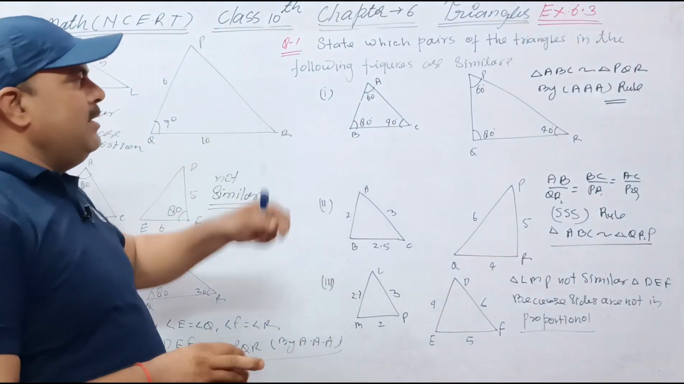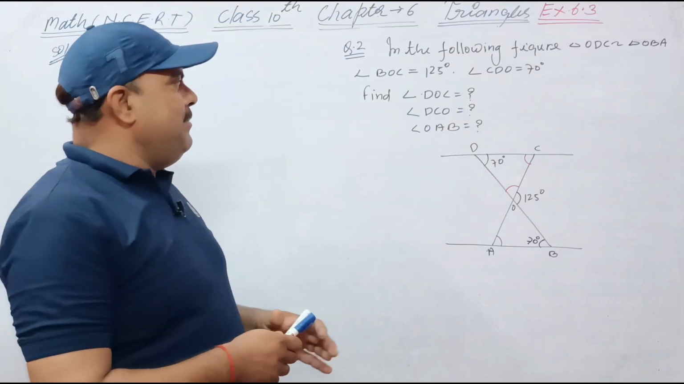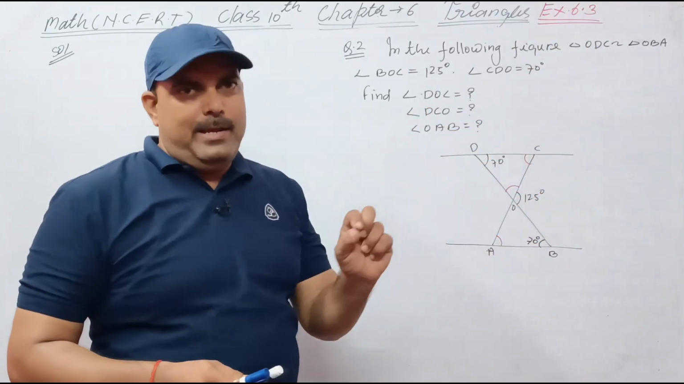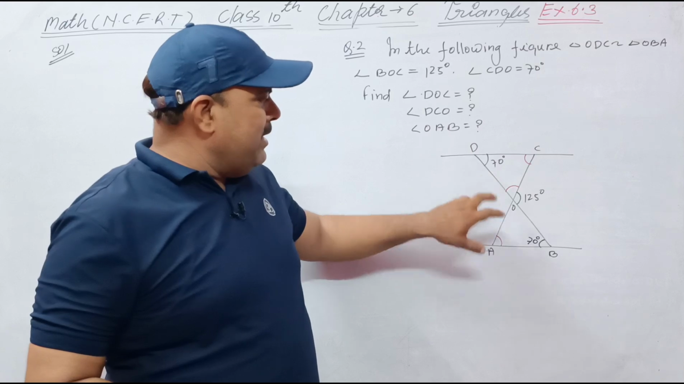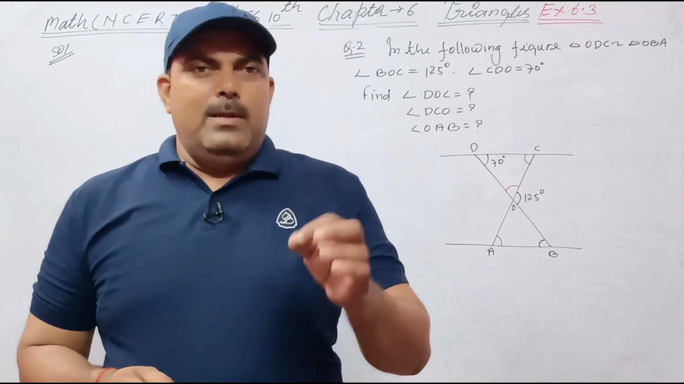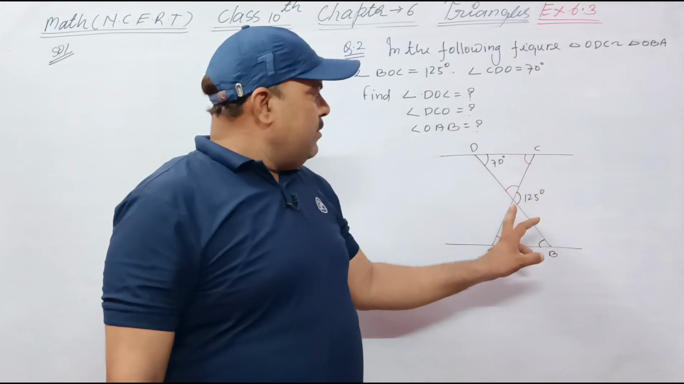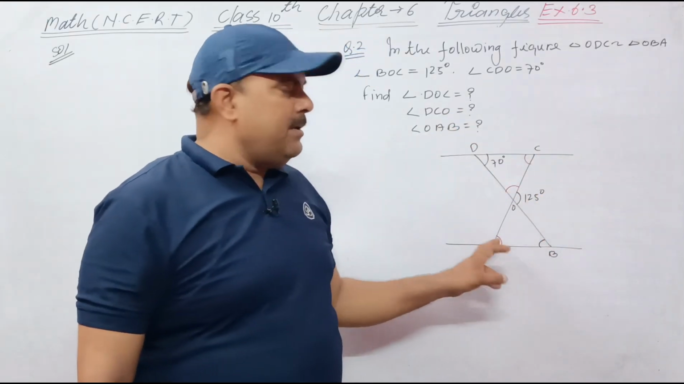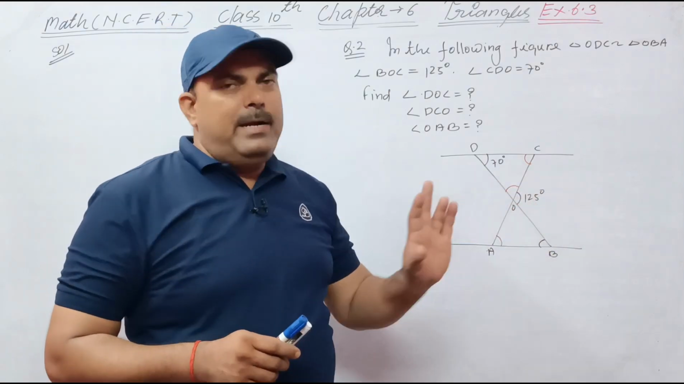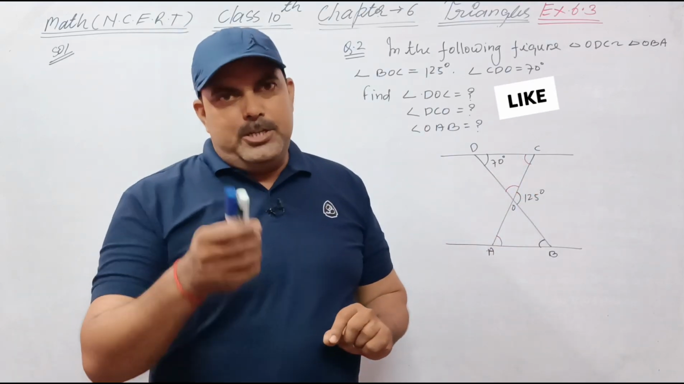Let's understand the next question, question 2, in which we are given that triangle ODC is similar to triangle OBA, in which angle D is equal to 70 degrees and angle BOC is 125 degrees. We have to find angle A, angle O and angle C.